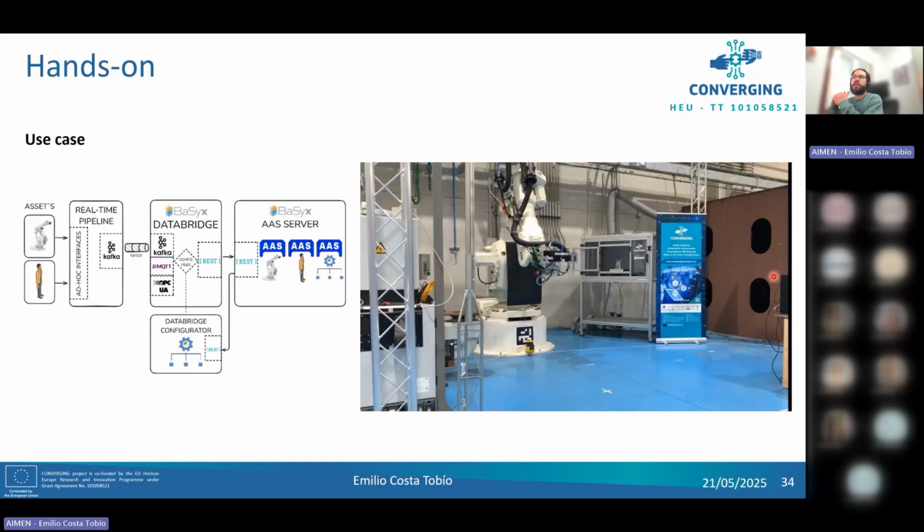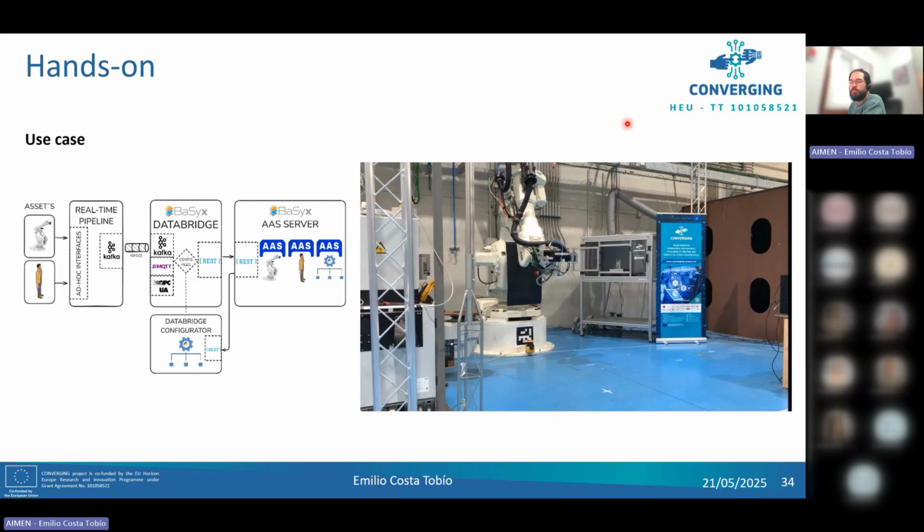So let's start. First of all, we have to choose the asset that we want to model. For this example, I wanted to use a real case that we used, because this is regarding the Converging project, we are going to use the Converging project to model an asset.